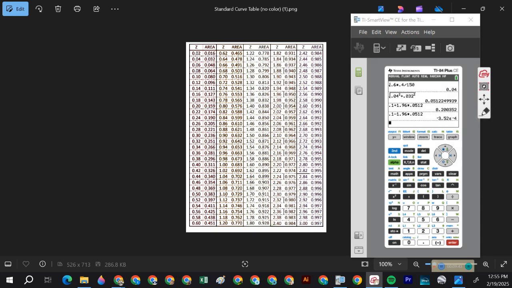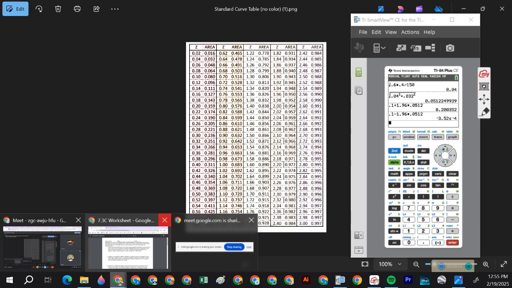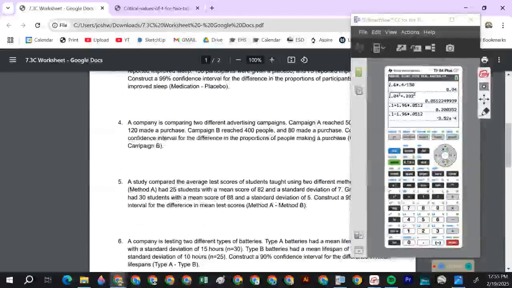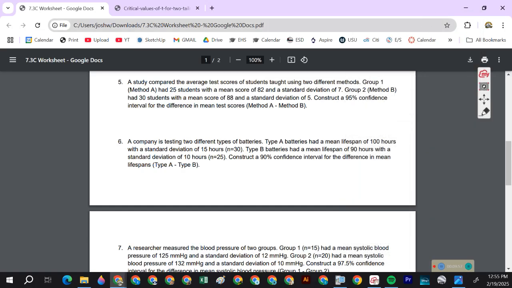All right, so the first, I don't know, 4 or so are proportions. And then the next set is going to be all means. So look at number 5.